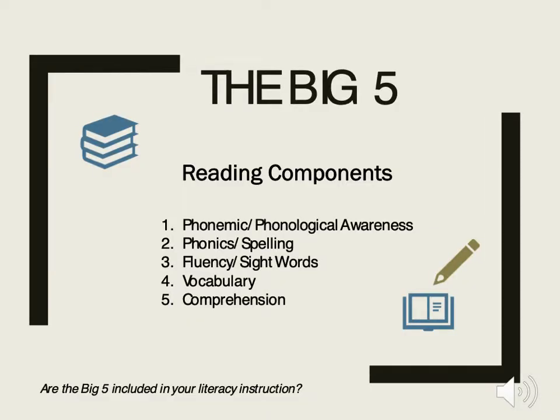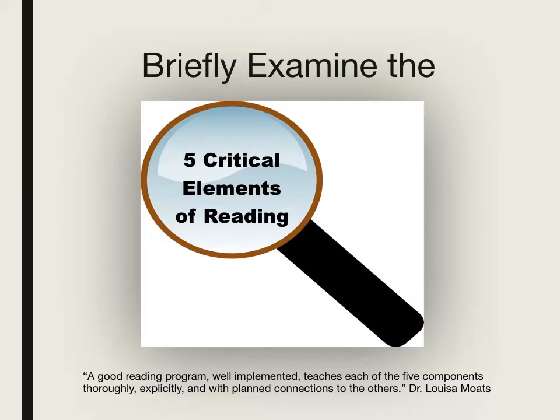In our reading instruction, we need to have the following 5 reading components, otherwise known as the Big Five. These components are based on the National Reading Panel report and based on decades of scientific research, as well as the IDA's Structured Literacy 5 critical areas. Let's briefly examine the 5 critical elements of reading instruction.